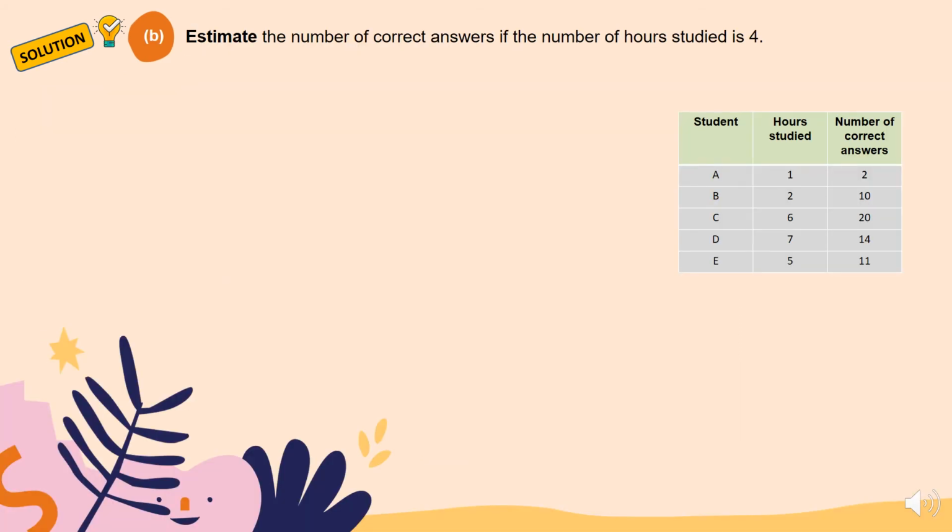The second question asks us to estimate the number of correct answers if the number of hours studied is 4. We already have the least square equation that we developed in the previous question, where our equation is y equal to 2.685 plus 2.075x. Now what we have to do is predict the number of correct answers when the number of hours studied is 4. So this is a kind of prediction.